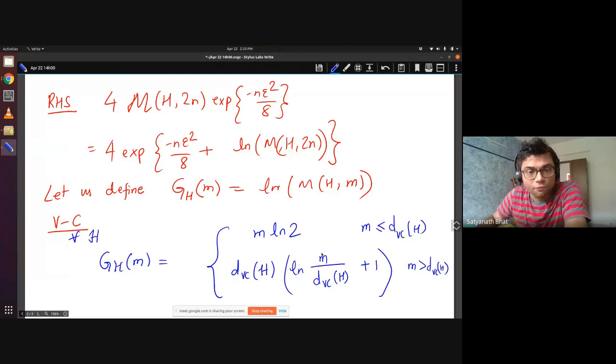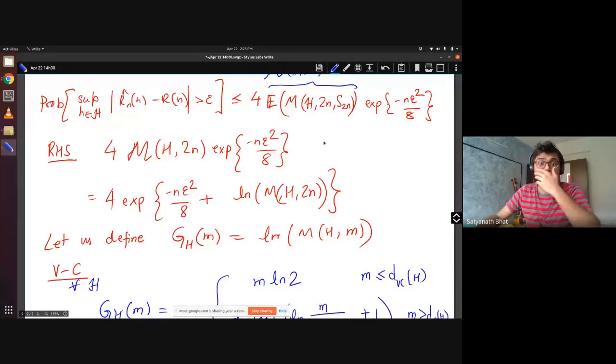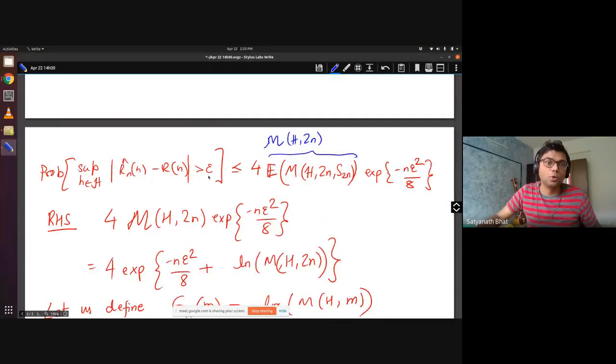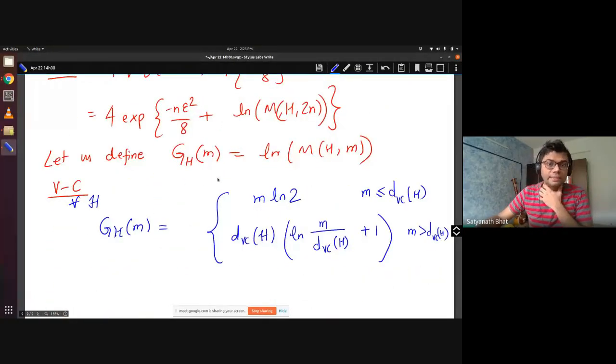Okay. So if you are given a number of data points beyond the VC dimension, then what you will have is a term here, which is minus n epsilon square by 8, plus some logarithm of n, the number of data points. And in that region, if you have a sufficiently large number of samples, you will be able to find an n such that you can get uniform convergence. Okay, so that is the whole idea of the VC theory.